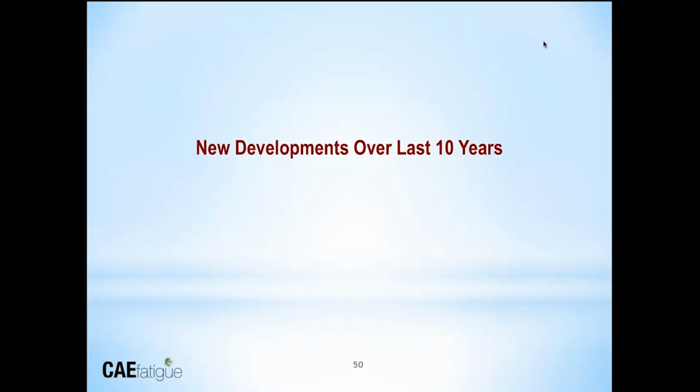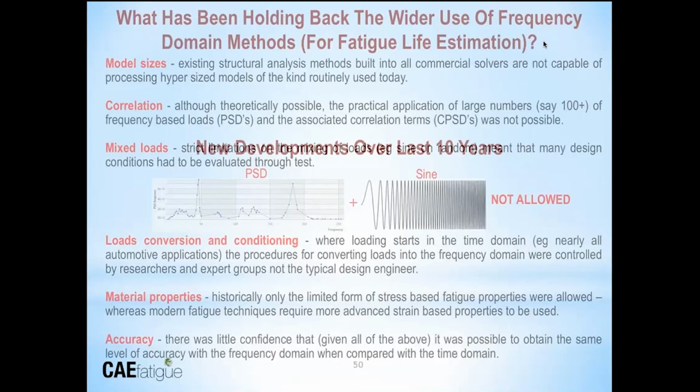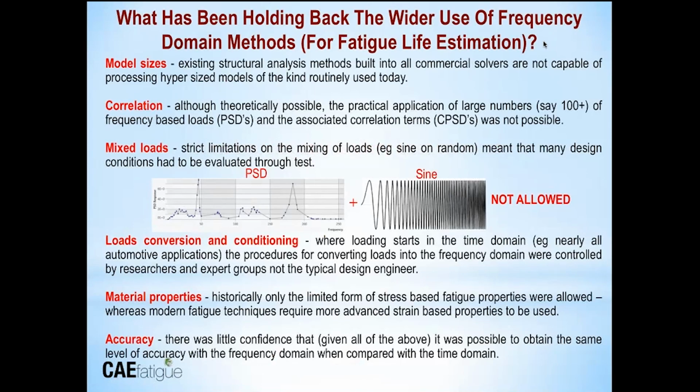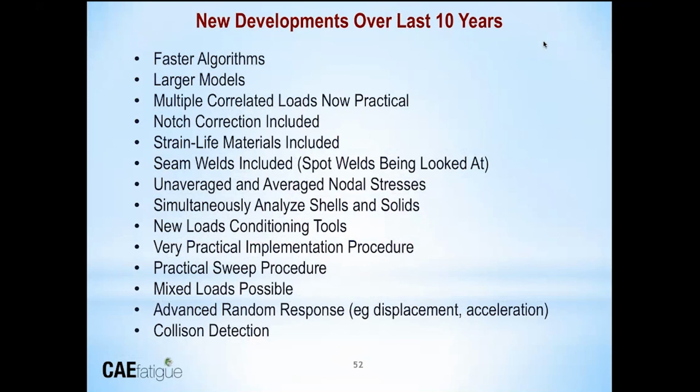So I'm going to talk briefly about the new developments, really briefly, because I want to move on to the examples. There were a lot of things that were holding back this technology. We talked about model sizes. We talked about correlation of loads and mixed loads, the loads conversion. I didn't talk about material properties, but another thing that used to hold back a lot of the other codes was that the frequency domain approach required stress-based properties, and they wanted to use strain-based properties. And we support that, along with Neuber corrections. And the bottom item there is the issue of accuracy, which we've already talked about. So these are the things we've addressed.